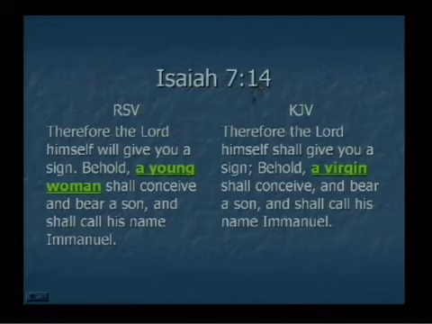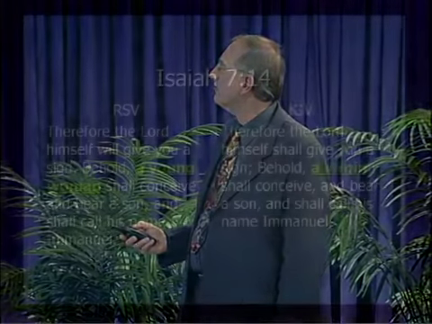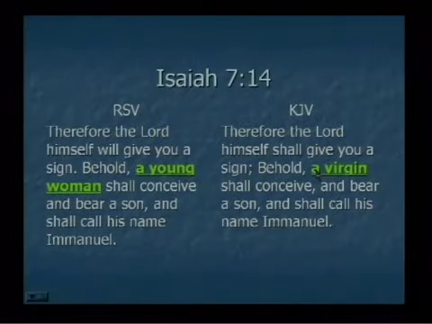Isaiah chapter 7 verse 14. Listen to this change. Therefore the Lord himself will give you a sign. Behold, a young woman shall conceive and bear a son, and you shall call his name Emmanuel. Please explain to me how a young woman conceiving a child can be a sign for anyone. Who could qualify? Everyone. So it's not a sign at all. It's pathetic. But the King James Version says, therefore the Lord himself will give you a sign. Behold, a virgin shall conceive and bear a son and shall call his name Emmanuel. Now that's a sign. That's strange.